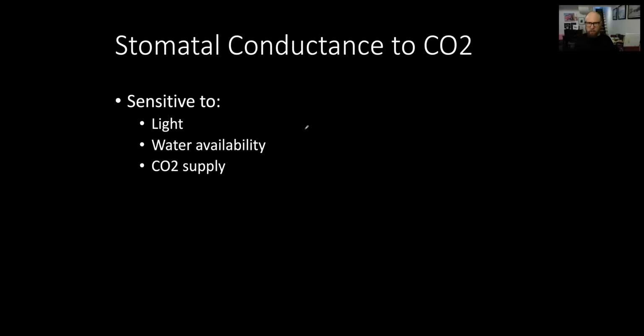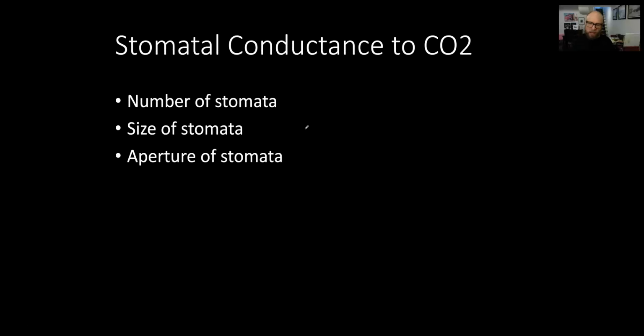I thought I had a drawing, but I don't. And then lastly, the aperture of the stomate is really important. So if you haven't thought about this for a while, okay, this is going to be another horrible drawing. All right, so a stomate is made up of two cells, and these are called guard cells. Again, kindergarten penmanship. All right, and these guard cells can open and close.